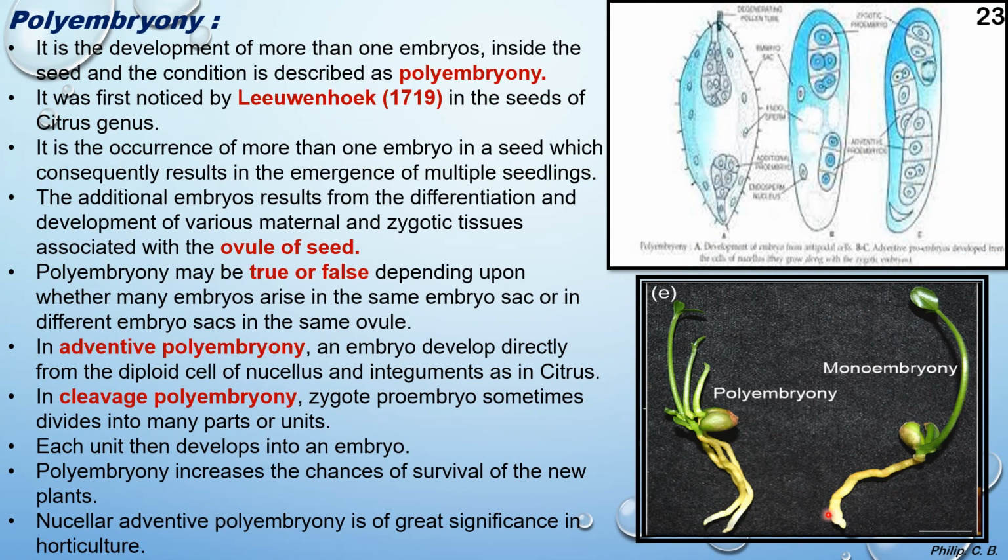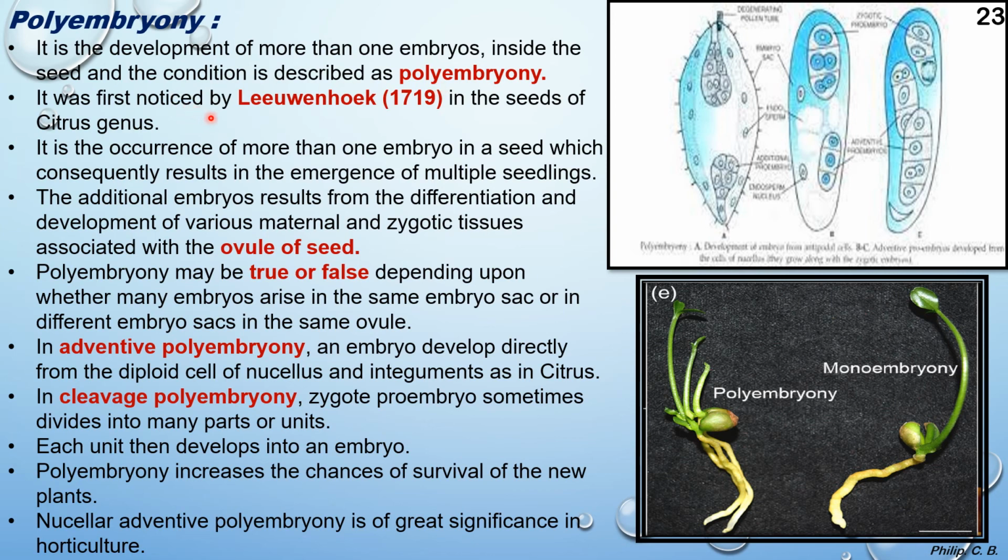Now further, the polyembryony. Now we have come across parthenocarpy. Now the polyembryony, we have come across this term in between the earlier parts, so in detail about it. It is the development of more than one embryo inside the seed, and the condition is described as polyembryony. The term poly means many. So formation of many embryos.